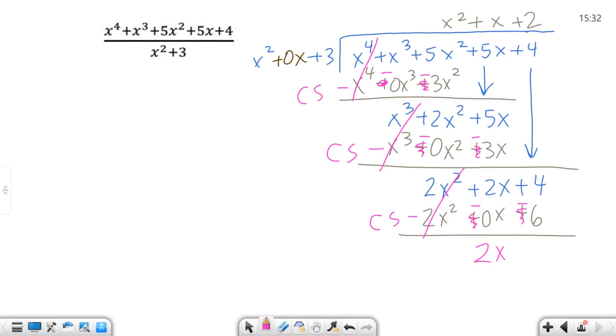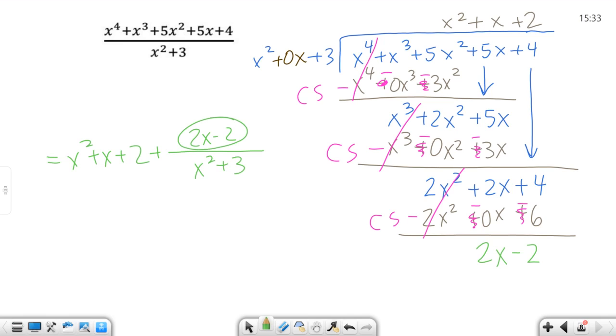And I'm left with 2x and then minus 2. So now how do I write this? Well, I have x squared plus x plus 2. And then I'm going to put plus because I have a 2-term remainder. So I don't want to try to get into moving the negative out or anything like that here. I'm going to have 2x minus 2 over x squared plus 3.